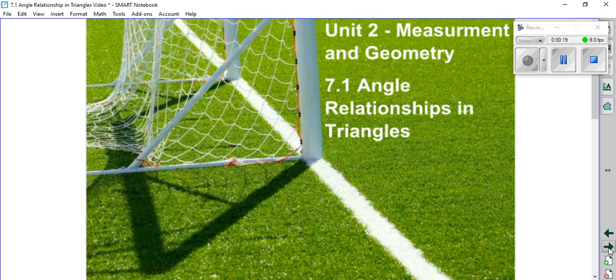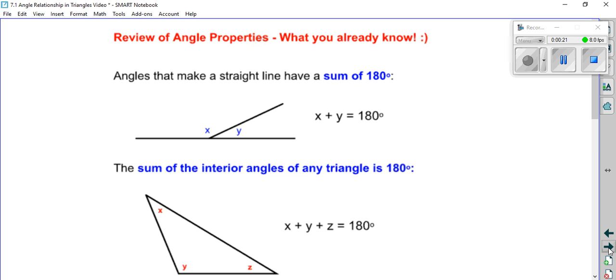Let's start with the straight line. You might have mentioned in grade 8 that a straight line, if you measure it from one end to another, so let's say from here all the way to the other side, it measures 180 degrees. And that will be a very useful concept when we're doing a lot of these problems. So try to remember that a straight line is 180 degrees.